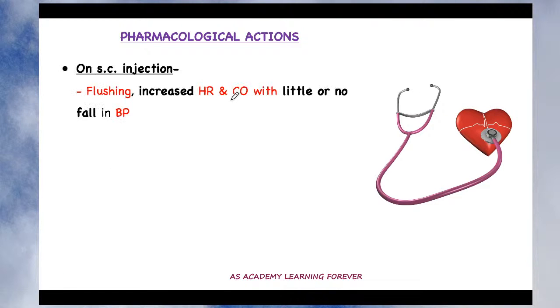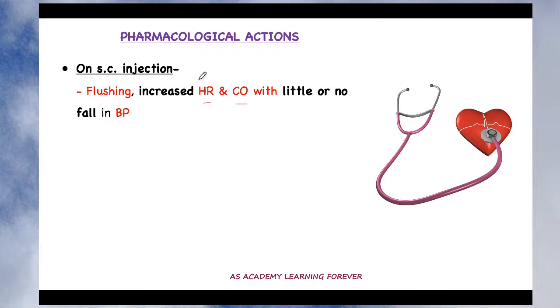For example, when you give a subcutaneous injection of histamine, it produces flushing. Flushing is a response seen when there is more blood supply to the skin, isn't it? So when there is more blood supply, it produces flushing. It increases the heart rate and cardiac output with little or no fall in blood pressure.